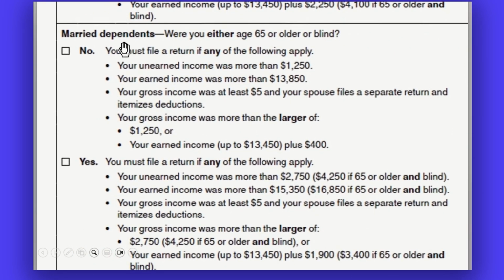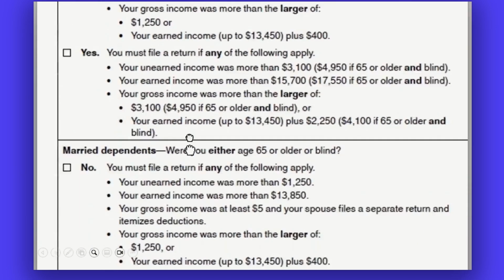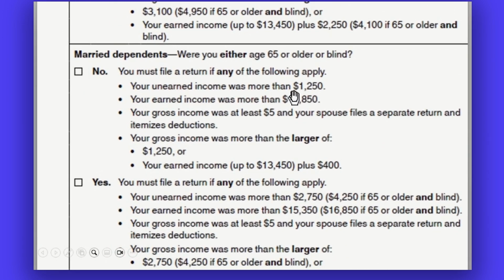The bottom part of this chart is for married dependents. So they can be claimed as a dependent in someone else's return, but they themselves are married. This isn't very common, but it does happen, especially when we get into the age 65 or older. But the first question again is, were you age 65 or older? And if the answer is no, then the amounts are exactly the same as they were up above, with one exception. But you can see unearned income 1,250, earned income of 13,850, and then the gross income is the larger of those two numbers. There's one extra category though here.